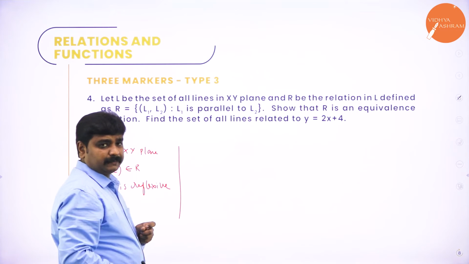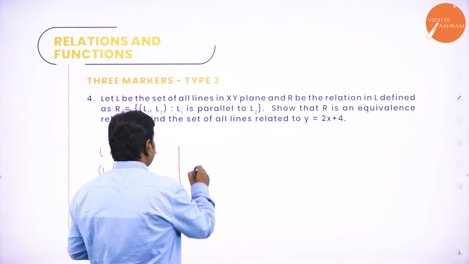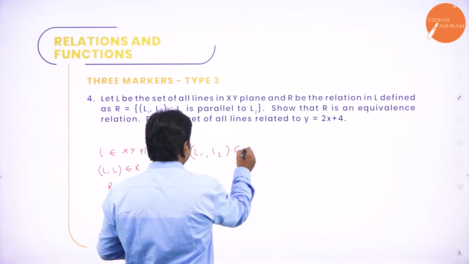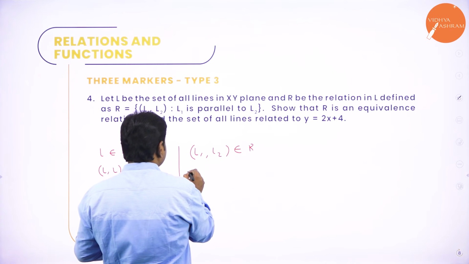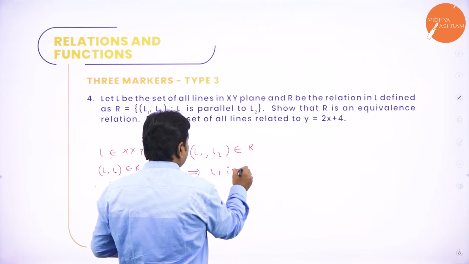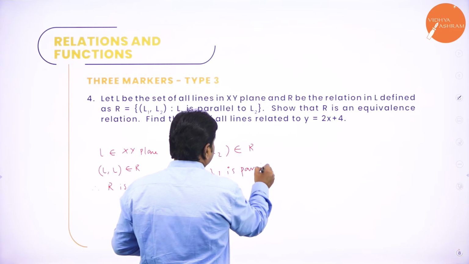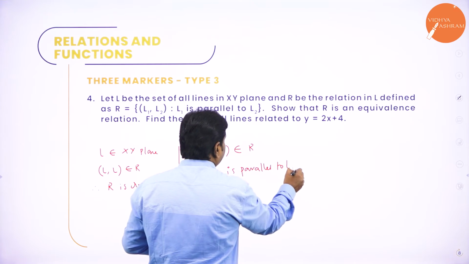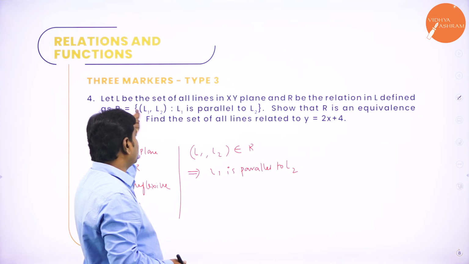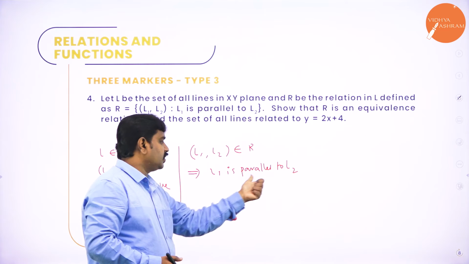Then symmetric. How to prove symmetric? I'll take L1 comma L2 belongs to R, that implies L1 is parallel to L2. The second line I am writing just by seeing the problem. In the problem, what they have given is that L1 and L2 are related, that is, L1 is parallel to L2. That's what I wrote.